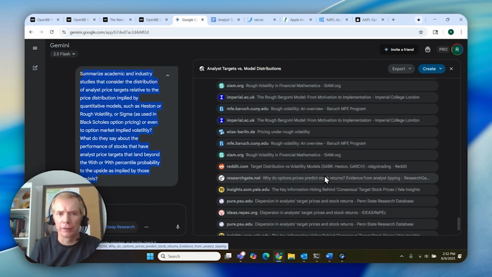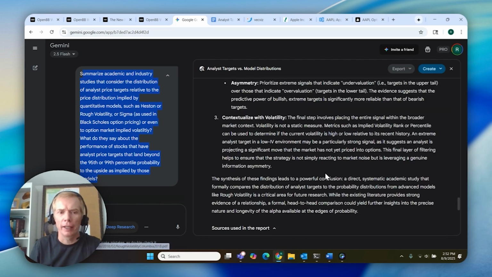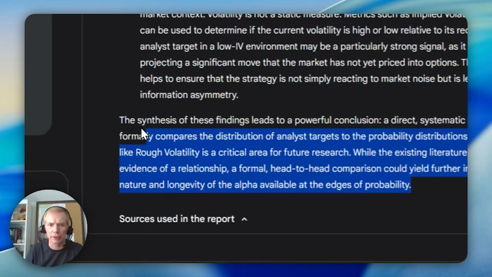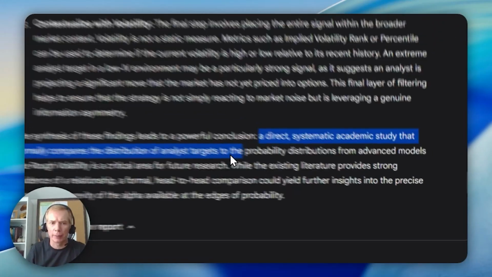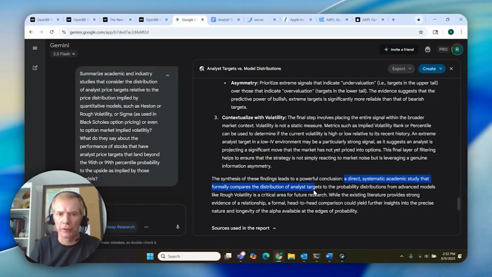Okay, there's a lot of stuff from academia in here. It came up with a nice report. I'm going to put a link to the report on my blog at VecViz in the comments. But it basically says that a direct systematic academic study that formally compares the distribution of analyst targets to the probability distribution from advanced models like rough volatility is a critical area for future research.